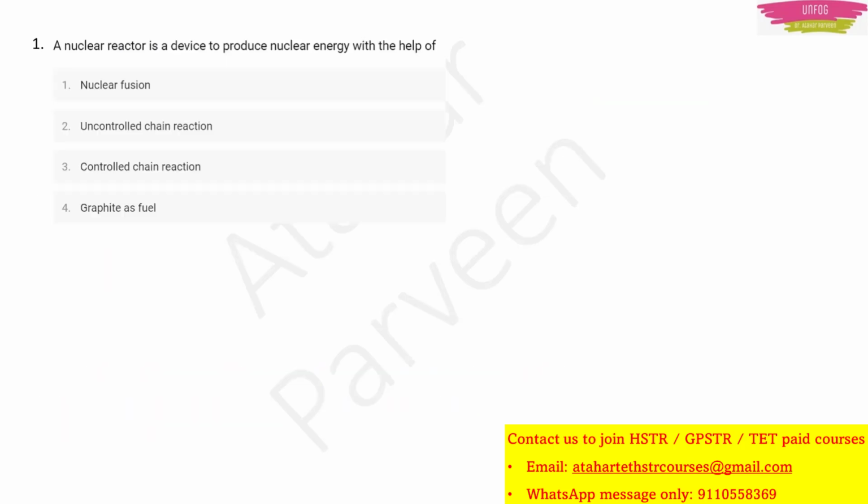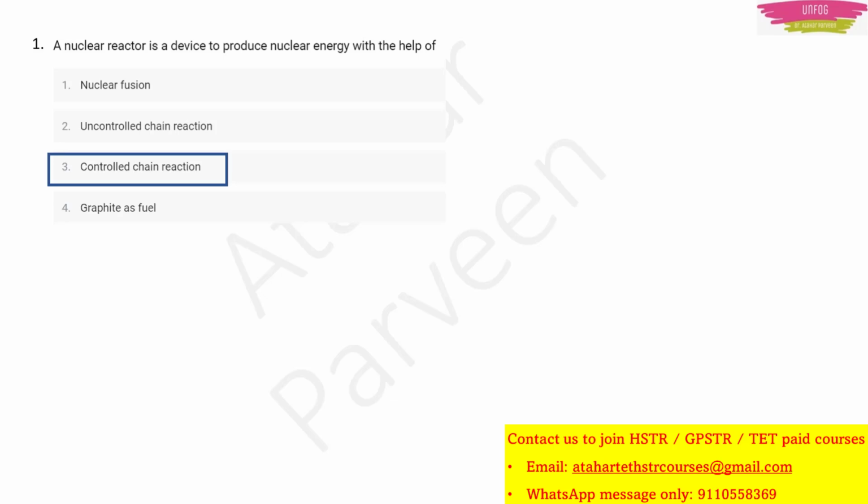The first question is, a nuclear reactor is a device to produce nuclear energy with the help of. Now we know it nicely, right? It is a controlled chain reaction. That nuclear fission or the nuclear chain reaction only happens in the nuclear reactor, right? So the nuclear energy can be produced using the nuclear reactor with the help of the controlled chain reaction.